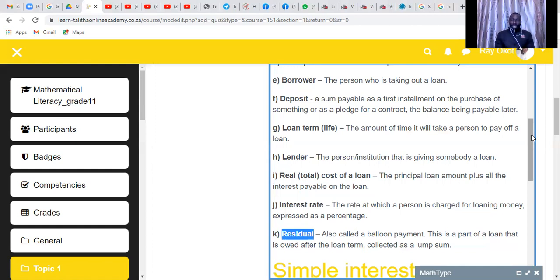So if you have got some loan and you have not been able to pay it over this period of time, that balance which is collected after the loan time or the loan life or the loan term, that is called the residual value, and it is collected as a lump sum.